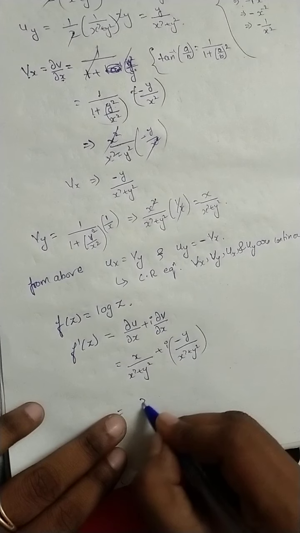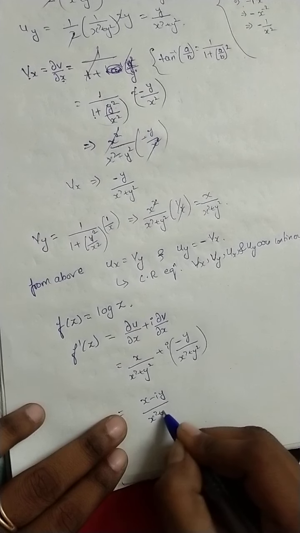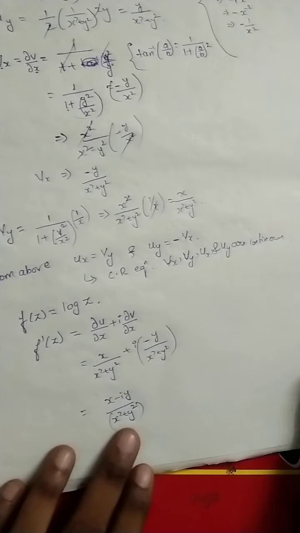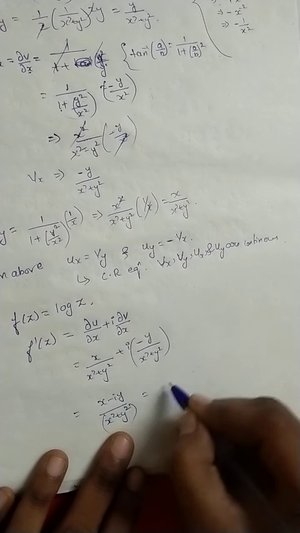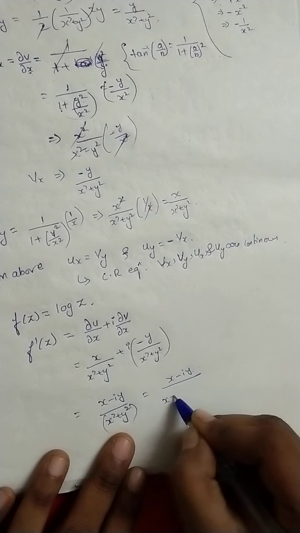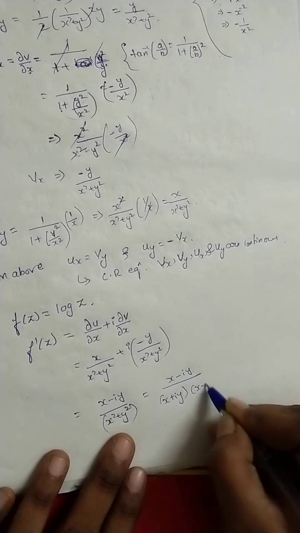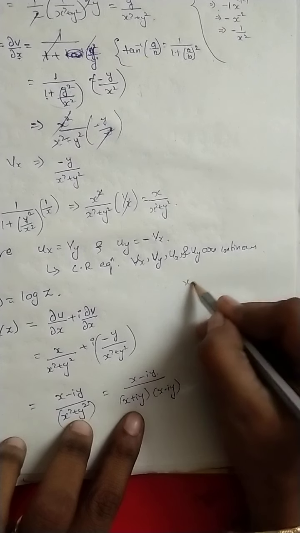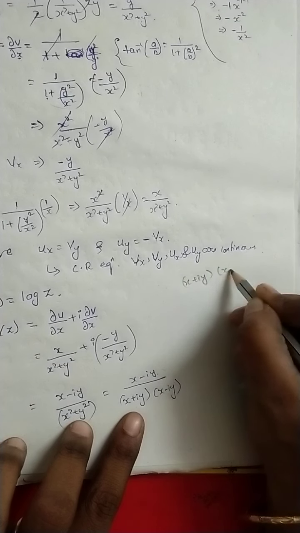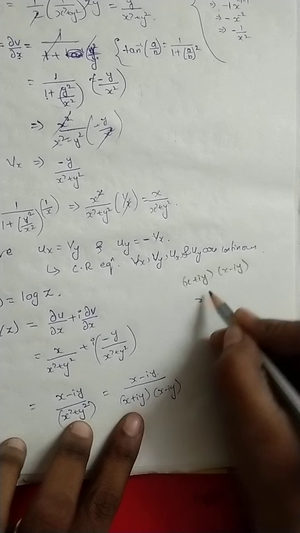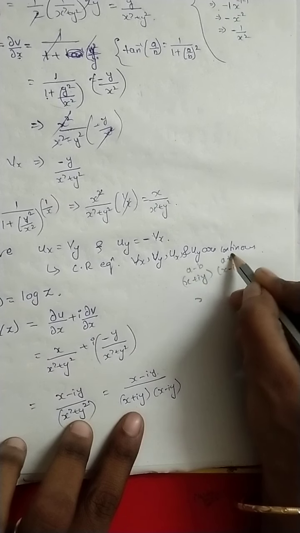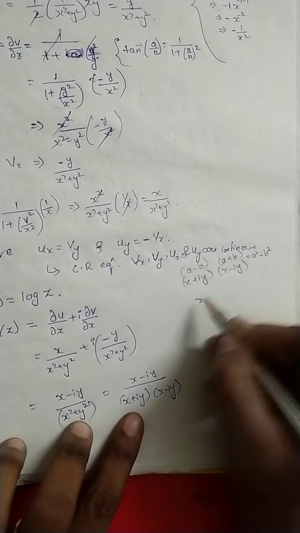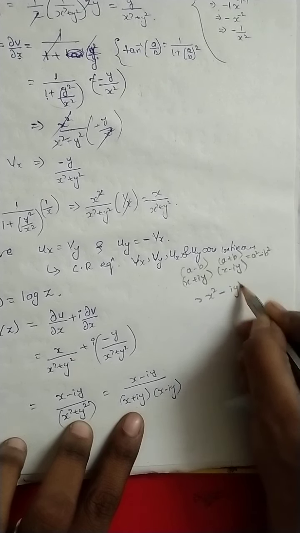Now this can be written as x minus iy divided by x square plus y square. Okay. Now x square plus y square can be written as x plus iy into x minus iy. Okay. So if you want me to solve this, that also I will solve. Say x plus iy into x minus iy. If you multiply, you can take it as a minus b into a plus b formula. So a minus b into a plus b is equals to a square minus b square, that is x square minus iy the whole square.